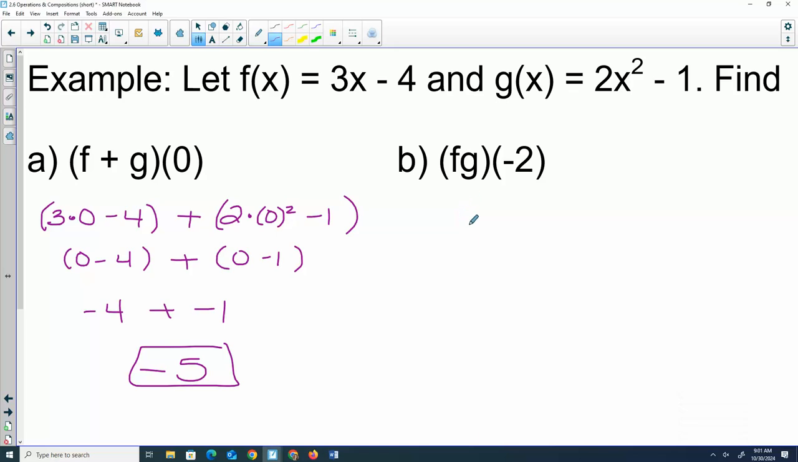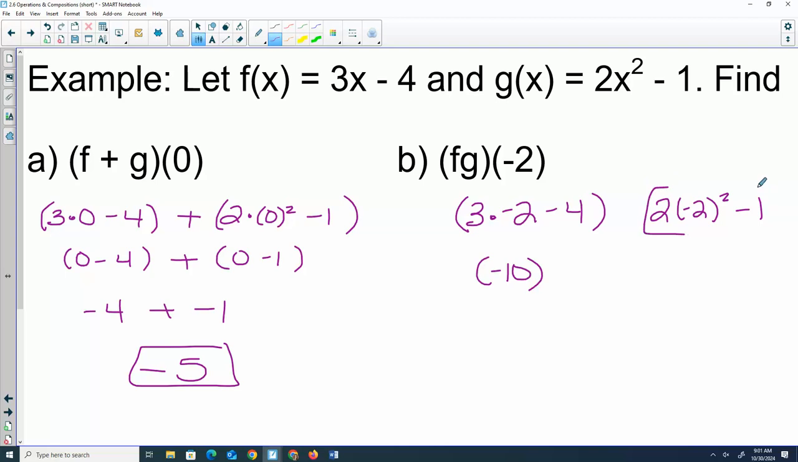So if I put negative 2 into f, 3 times negative 2 minus 4. 3 times negative 2 is negative 6. Negative 6 minus 4 is negative 10. If I put negative 2 into g, so 2 times the negative 2 squared minus 1. Negative 2 squared, that's 4. Times 2 is 8, minus 1 is 7. Then this is times, so we have negative 10 times 7, or negative 70.